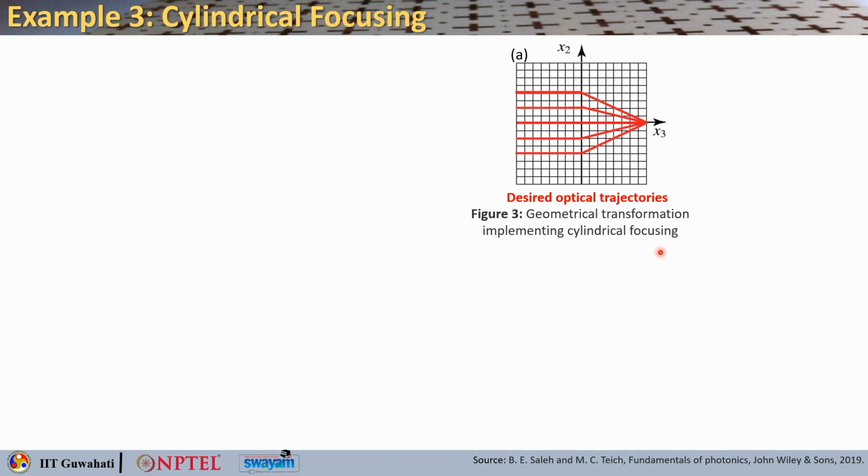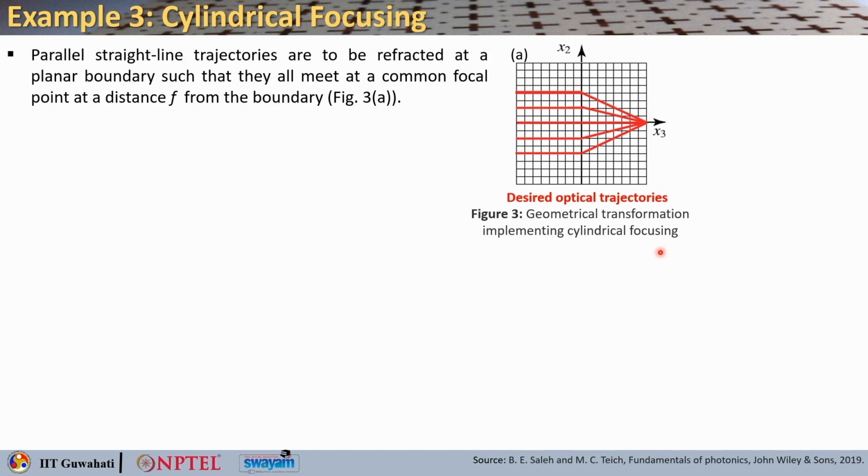New example: how can we do cylindrical focusing? Here also we start with parallel straight line trajectories, as you can see on the left half plane, on the x3 negative side. These are to be refracted at a planar boundary in such a way that they meet at a common focal point at a distance f from the boundary. Normally, this is not possible from a flat boundary between two isotropic media.